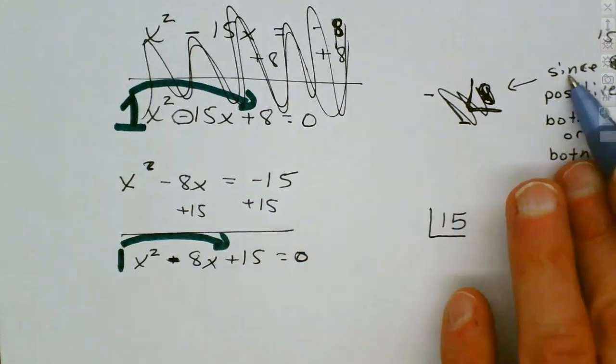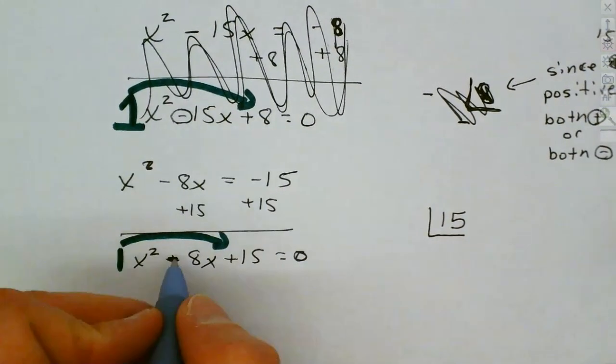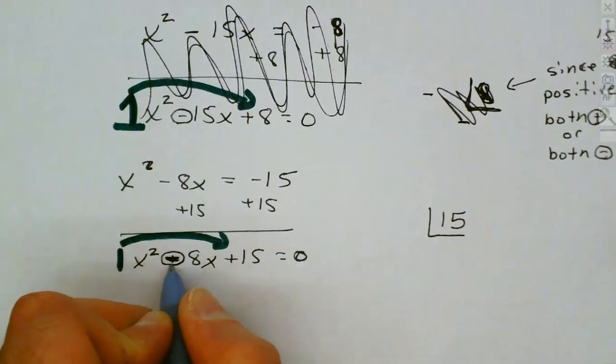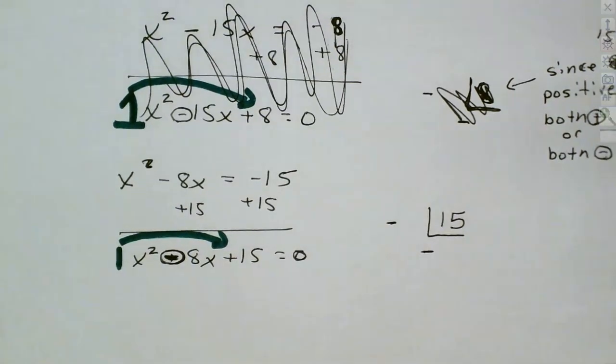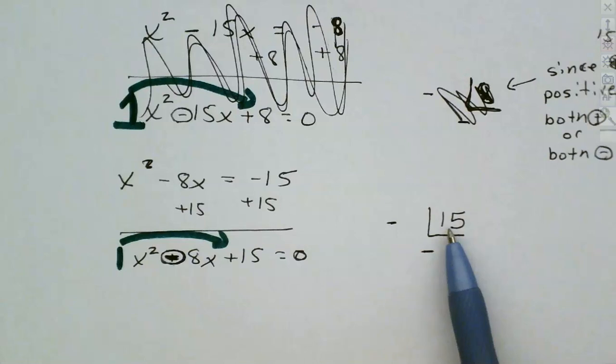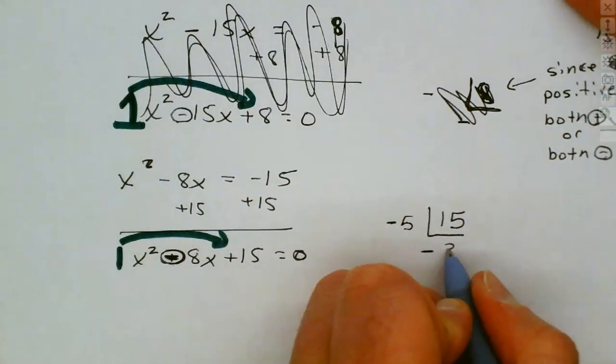Okay, 15 is positive. So since 15 is a positive number, they're either both positive or both negative. What's the sign in the middle? Negative. So what 2 numbers now are going to multiply together to give me 15, add together to give me 8? Yep, 5 and 3, right? And we know that they are both negative. Why? Because the sign in the middle is negative. And how can you get 2 numbers to multiply together to make it positive? Either both positive or both negative. So that would be a negative 5 and a negative 3.